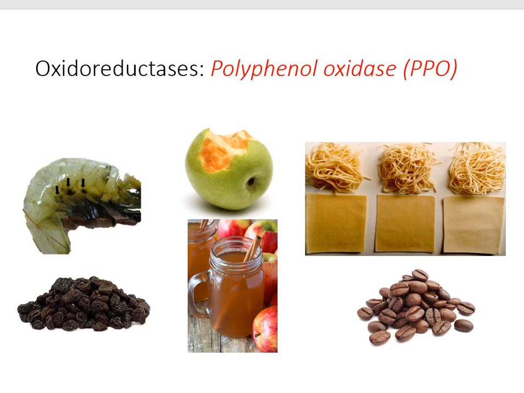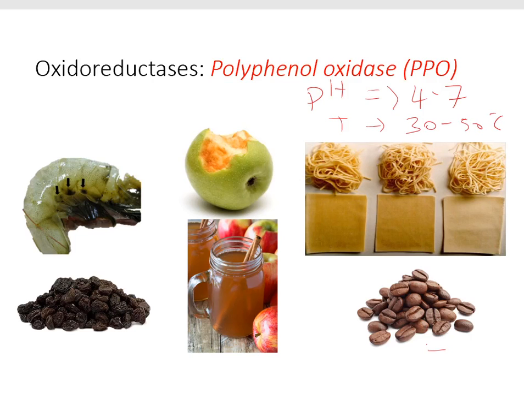This formation of this brown pigment, melanins, can be desirable in prune juice, coffee, cocoa, apple cider, and tea. Optimum pH for this enzyme is between 4 to 7. And optimum temperature is between 30 to 50 degrees Celsius.